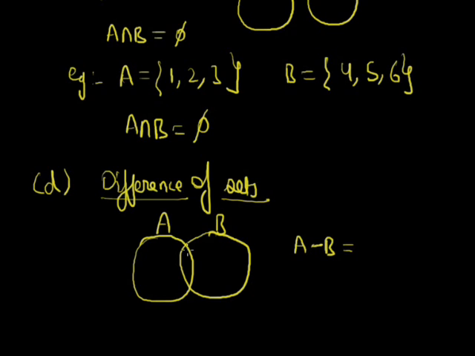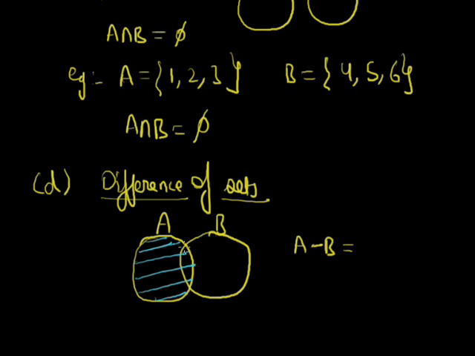A minus B means we are subtracting B from A. It means we are subtracting the region of B from the region of A. This is what we mean by difference of sets. Suppose we take the region of A. Let's say this is the region of A. I will represent the region of A.